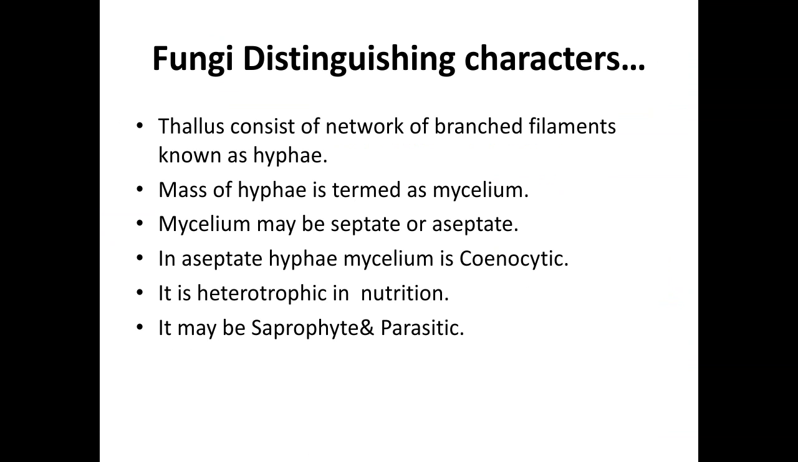Fungi distinguishing characters. The thallus consists of a network of branched filaments known as hyphae. The mass of hyphae is termed mycelium, and the mycelium may be septate or aseptate. In fungi, sometimes cross walls or septa are present within the mycelium, while in other cases the septa are totally absent, and such hyphae are known as aseptate hyphae.